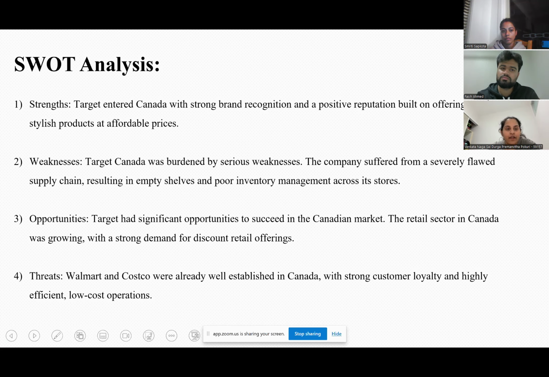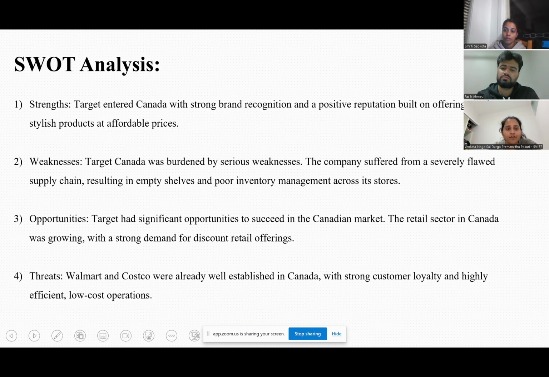Target entered Canada with strong brand recognition, with a positive reputation built on offering trendy, stylish products to customers, so they can keep up with fashion and everything. But in the United States, Target was known for delivering superior shopping experiences with a clean, welcoming environment. The weakness for them is that, despite these strengths, Target Canada was burdened by severe weaknesses.